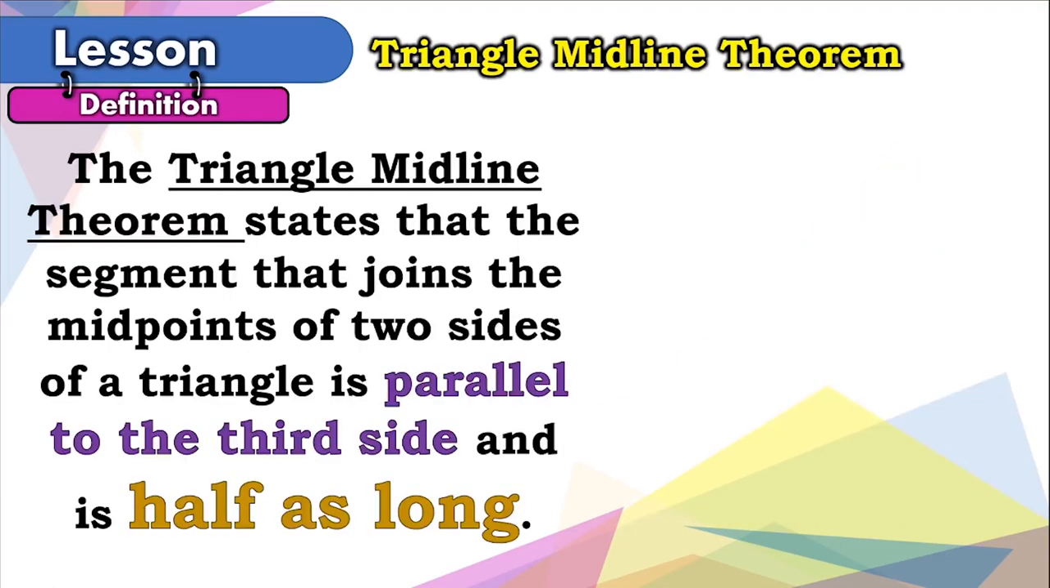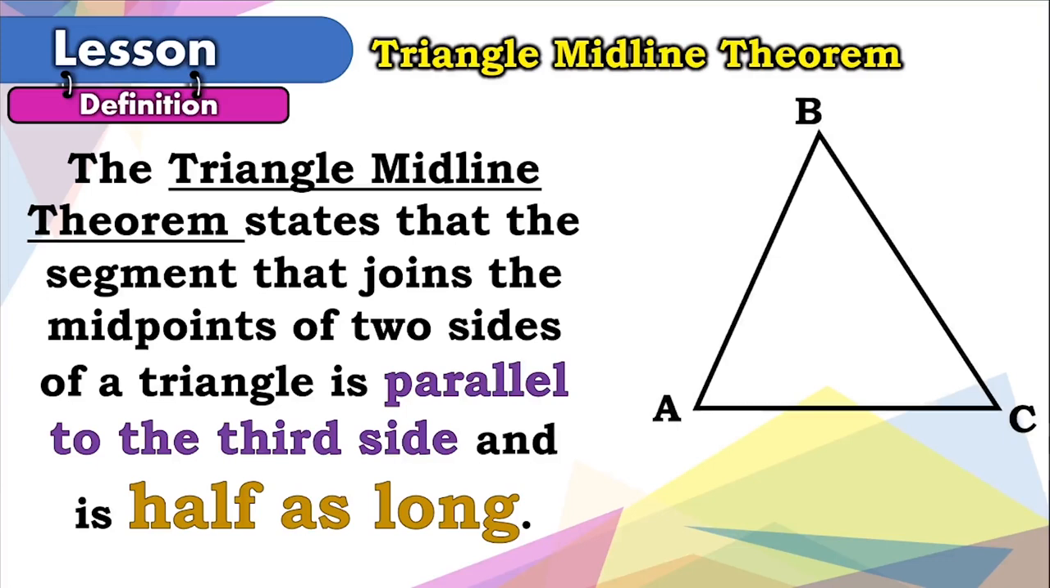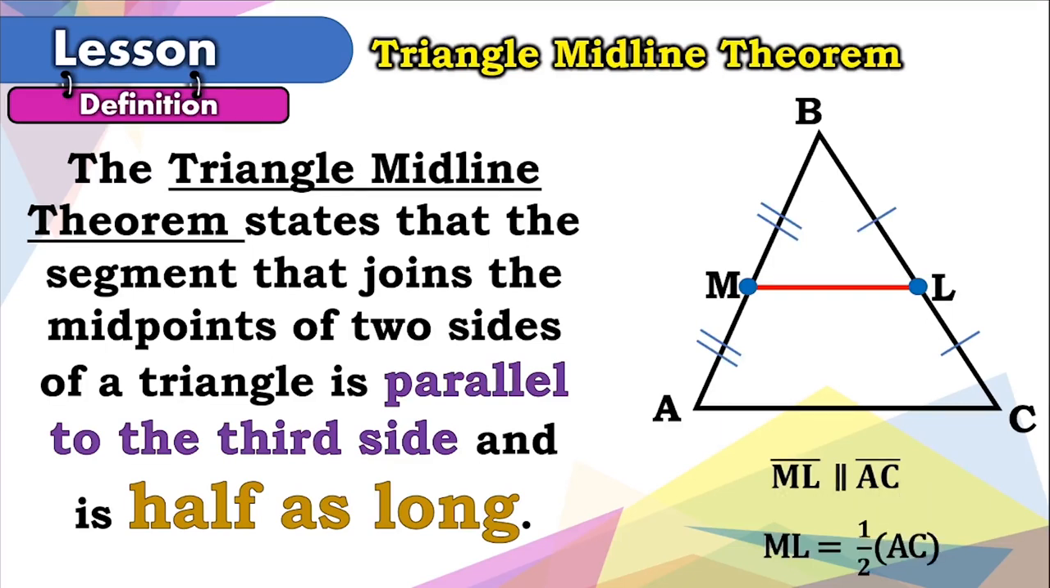The triangle midline theorem states that the segment that joins the midpoints of two sides of a triangle is parallel to the third side and is half as long. Suppose we have triangle ABC. A segment ML cuts side AB and side BC at their respective midpoints. The theorem states that the midline ML is parallel to the third side AC, and the length of ML is equal to 1/2 of AC.